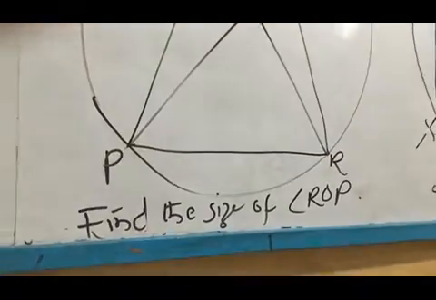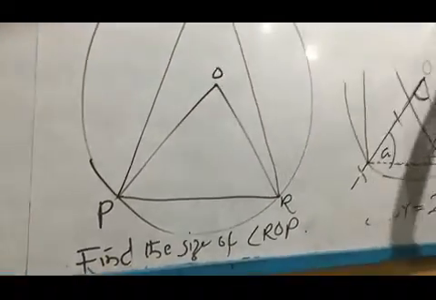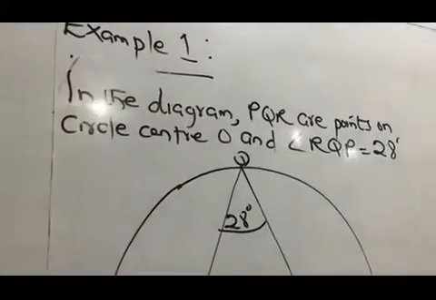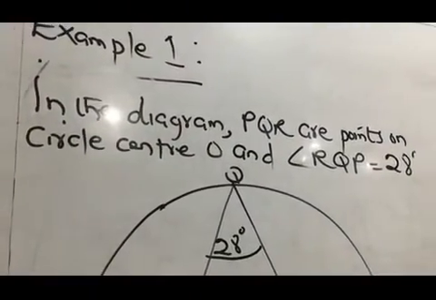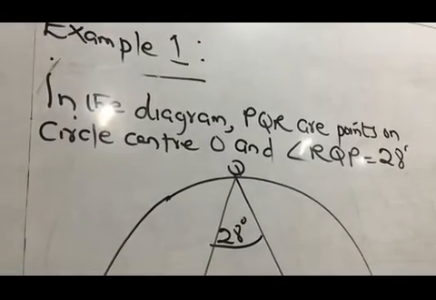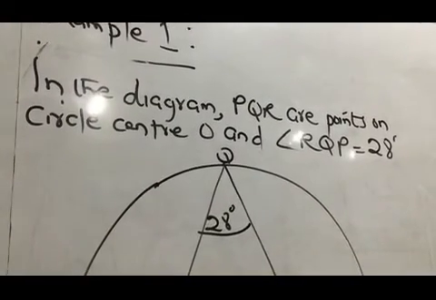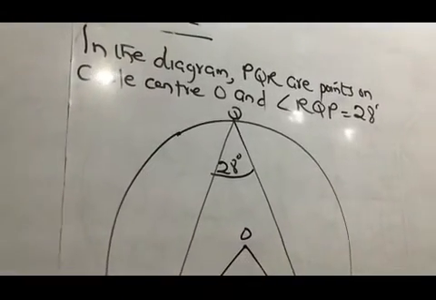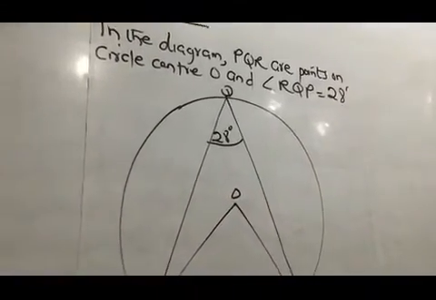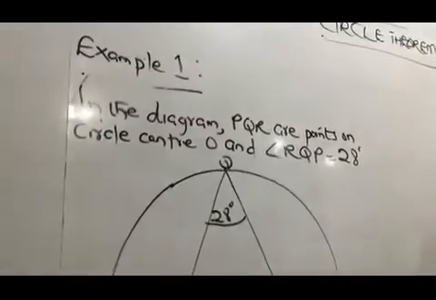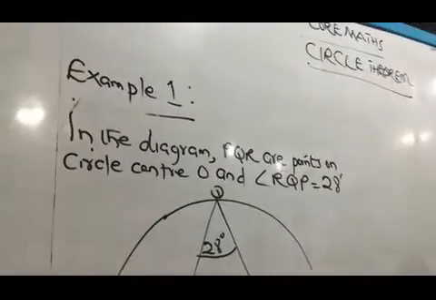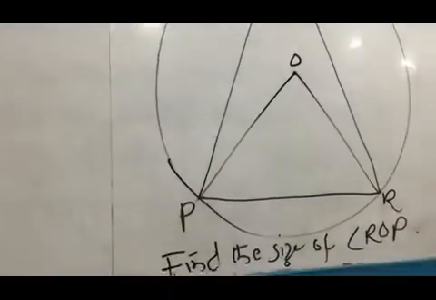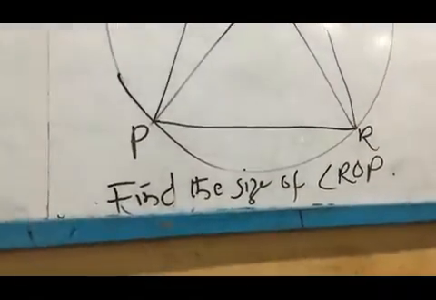Find the size of angle ROP. In the diagram, P, Q, R are points on the circle center O, and angle RPQ equals 28 degrees. Find the size of angle ROP.